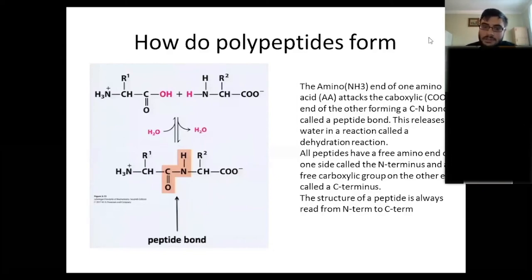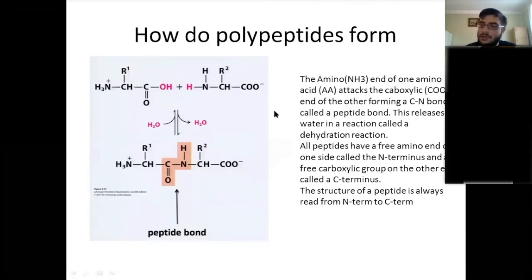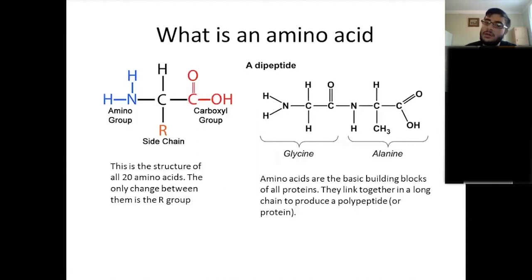Now, let me see if I can open up the chat as well. Okay, so I saw this question here. As a note, you do have to memorize all of the amino acids for the MCAT, highly recommended. I will go over that in a short while.